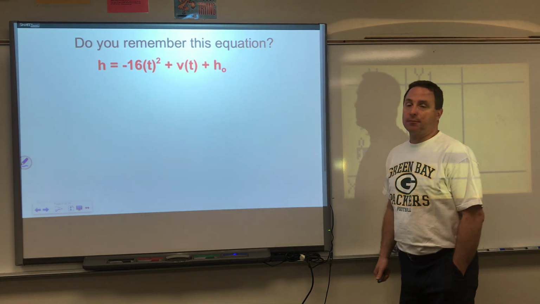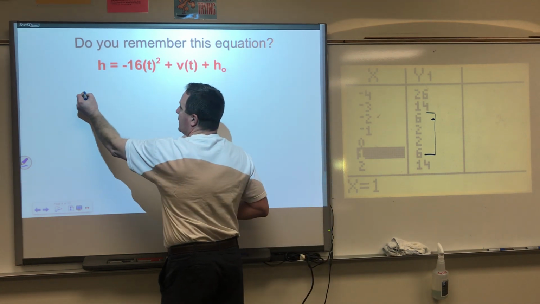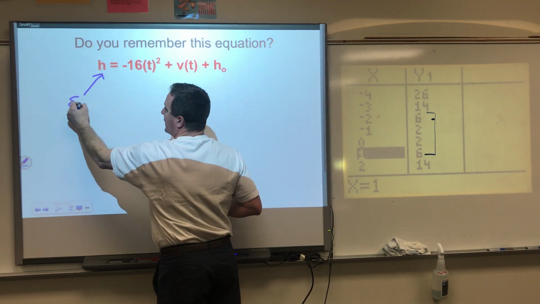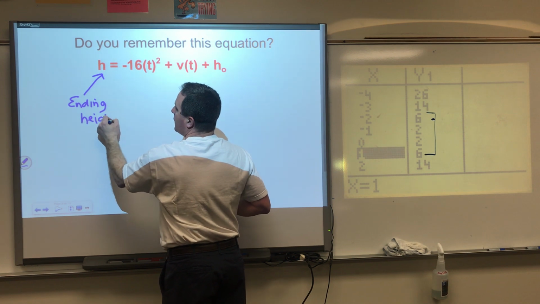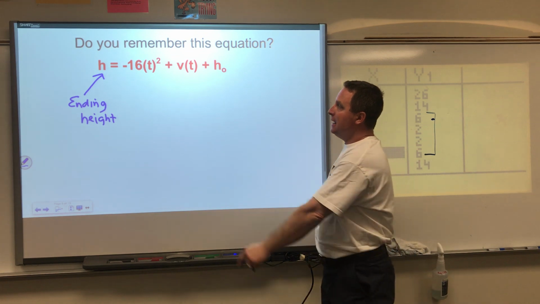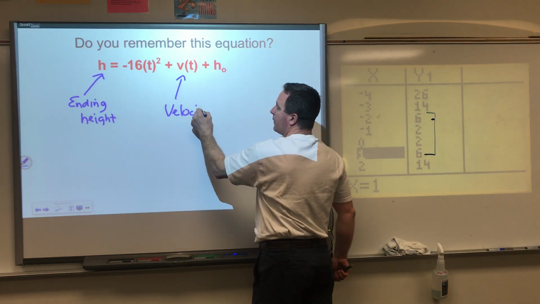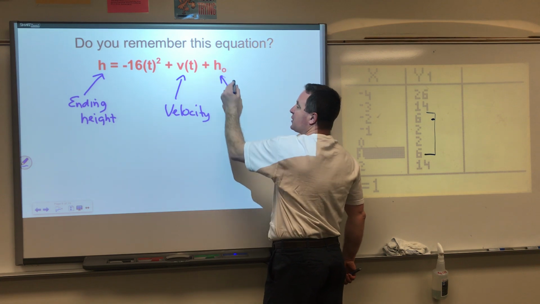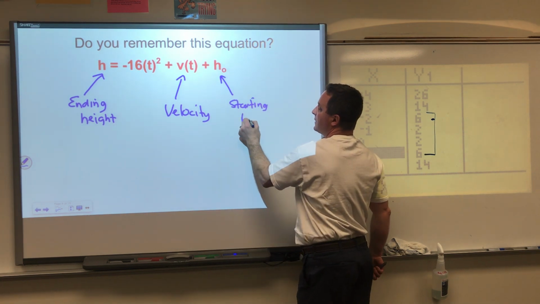We've seen this equation before. It's called the vertical motion model. And there's different parts to it. This is probably worth writing down again. The H there is called the ending height. T stands for time. V stands for velocity, and this H sub 0 stands for the starting height.